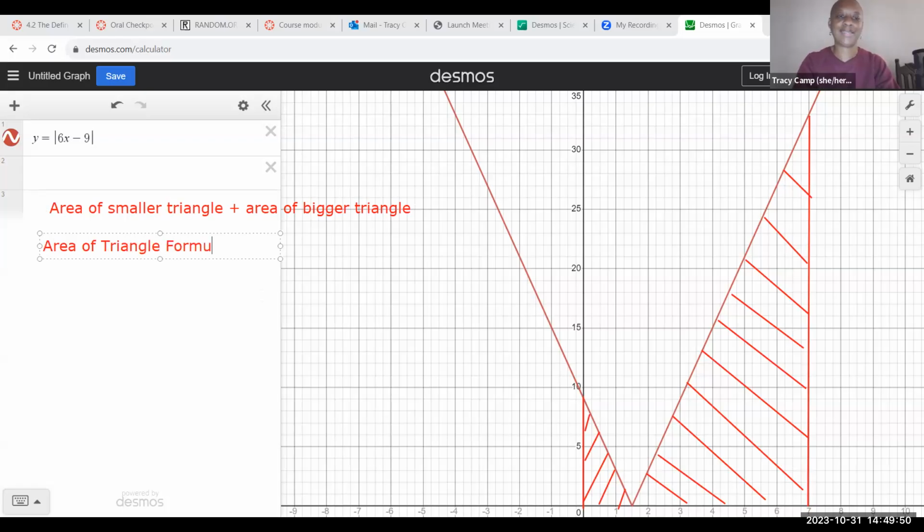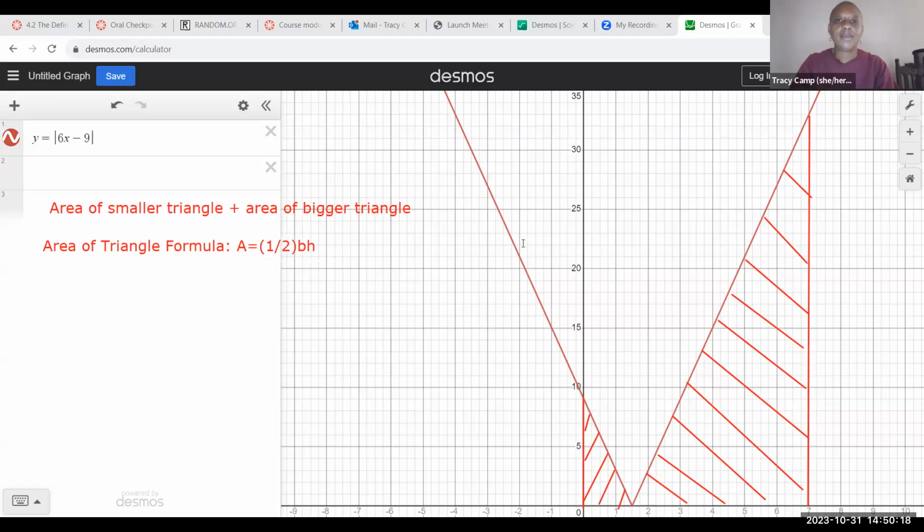Oh my goodness, I struggle. 1/2 base times height. So I need the base of my triangle and the height of each triangle. And that's what I'm going to use Desmos for, so I don't have to work that hard to find the base and the height.